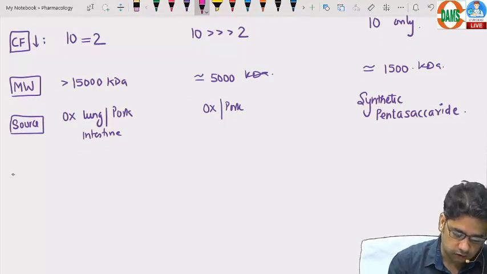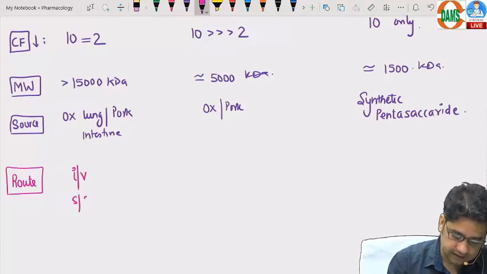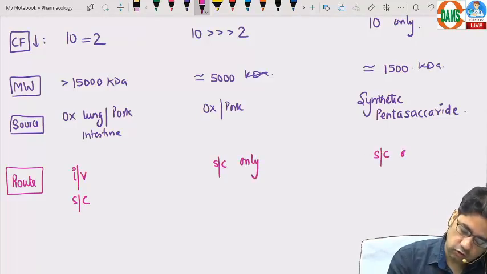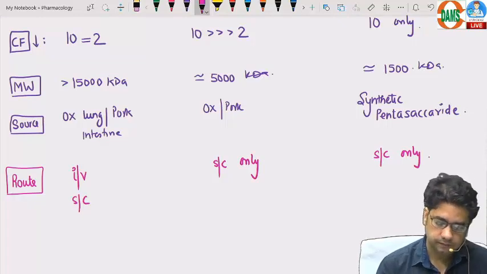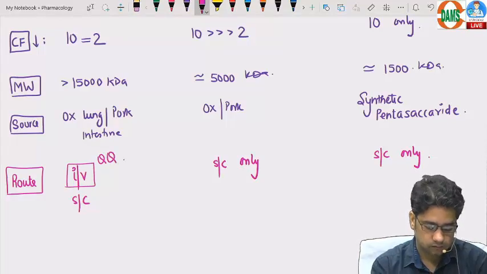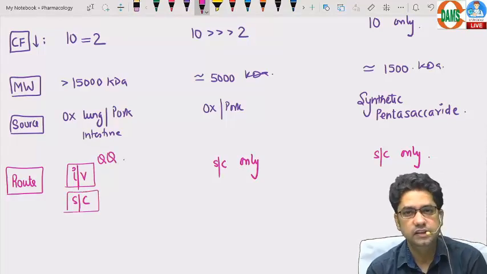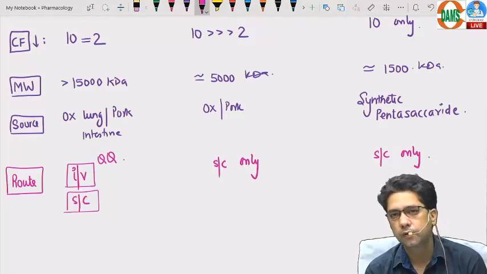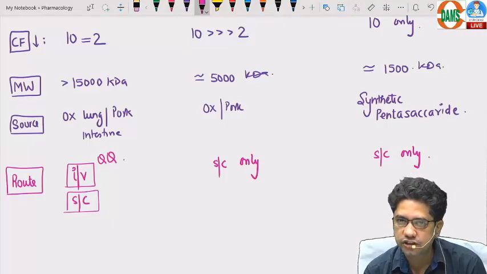Now what is the route? You'll write IV, SC, SC only, SC only. IV stand for बच्चों intravenously, SC stand for subcutaneously as an injection.